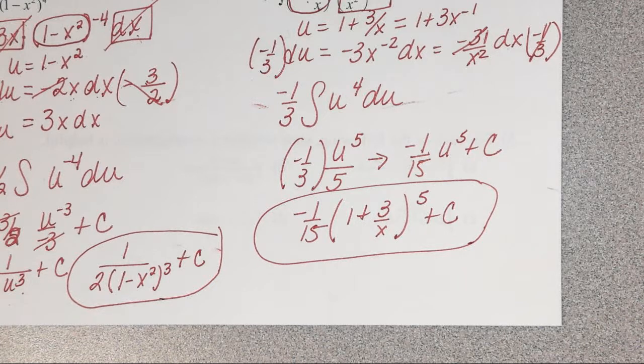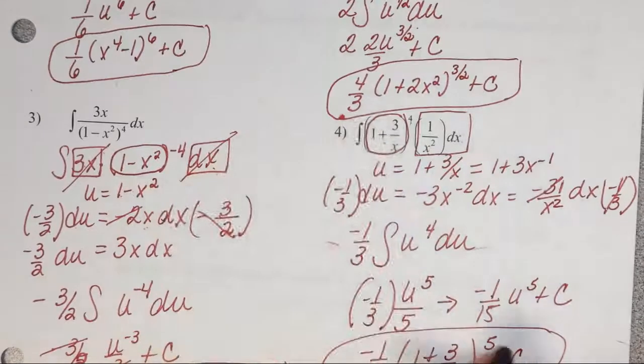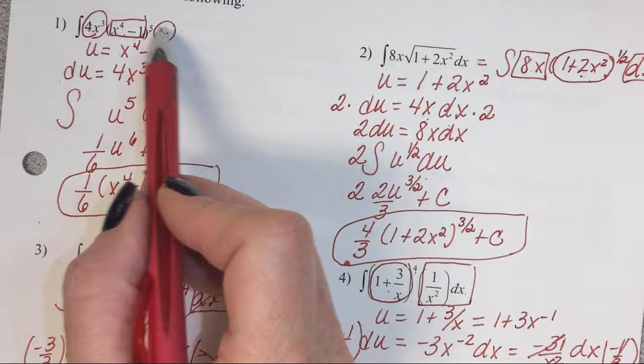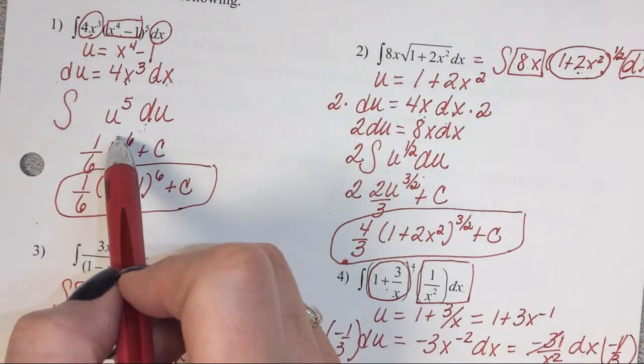Okay, not too bad, right? So you've got problems to do for your homework. It's on page 297. You're going to have about 3 or 4 that are really easy, like our first problem, where that du just matches exactly. Those are the easiest kind of problems.